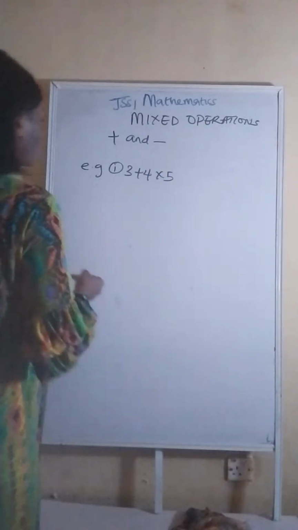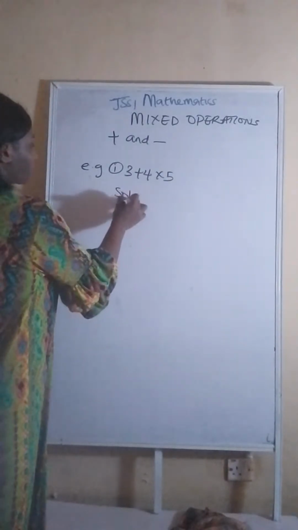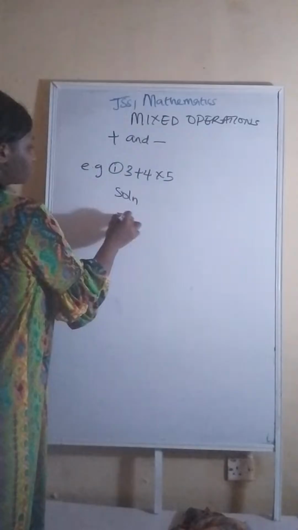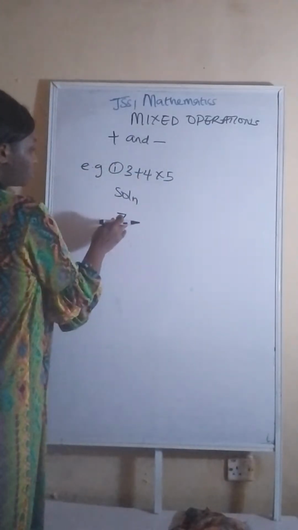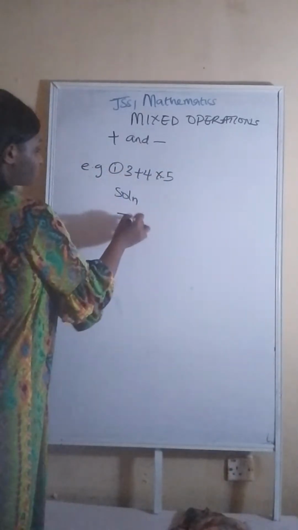Get it now? So we can solve this question either like this. So first of all, we can just say 7. You had this 3 plus 4 is what? 7. Then you multiply it by this 5.